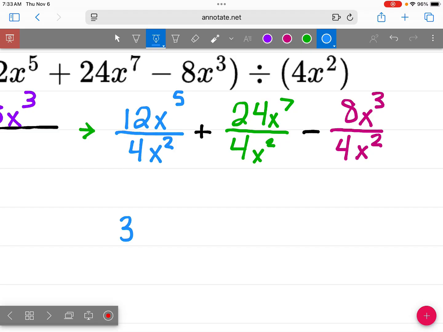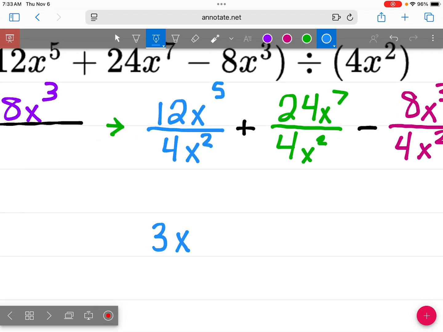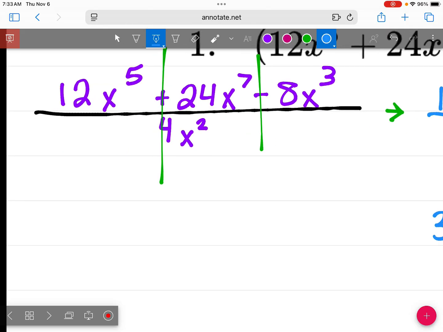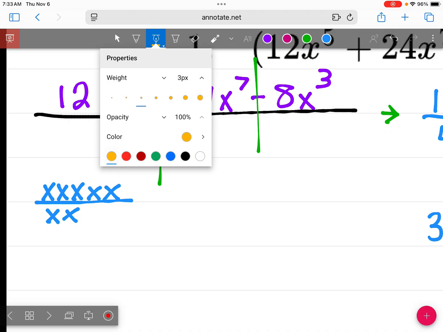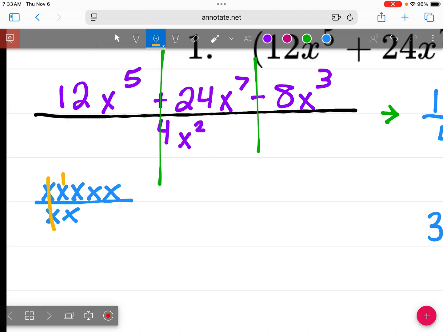It is going to become x to the 3rd. We can either do that by going 5 minus 2 gives us 3. If that's a place that we struggle, think about x to the 5th being 1, 2, 3, 4, 5 x's over 1, 2 x's. So x to the 5th over x squared. And then this x cancels out, and that x cancels out, and we're left with just 3 x's. So it's doing the same thing as canceling out. We just don't have to write them all out that way.